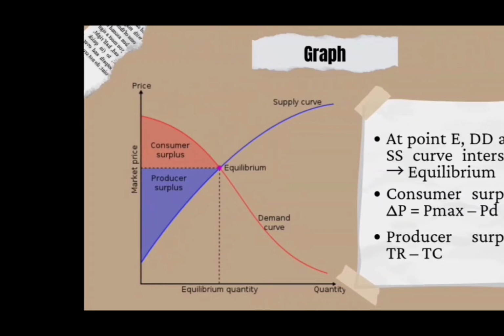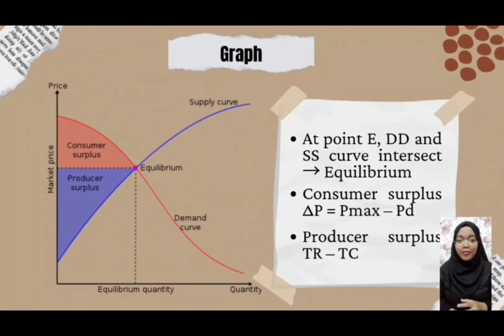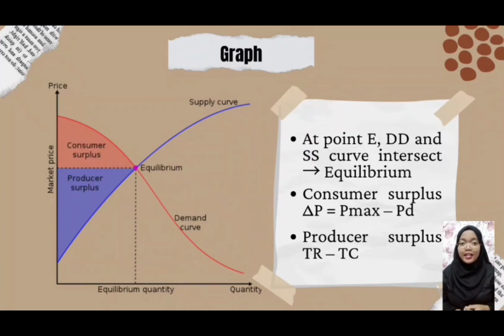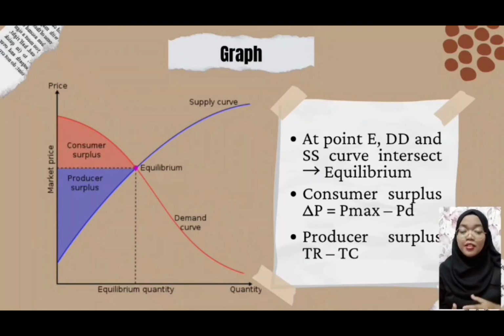The next slide is about the graph that shows the equilibrium of price and quantity, and also the consumer surplus and producer surplus. At the point E, we can see that the demand curve and the supply curve intersect with each other, and the quantity demanded equals the quantity supplied, which is DD equal to SS. What is consumer surplus? Consumer surplus is the difference between the maximum price a consumer is willing to pay and the actual price they do pay. If a consumer is willing to pay more for a unit of the good than the current asking price, they are getting more benefit from the purchased product than they would if the price was their maximum willingness to pay.